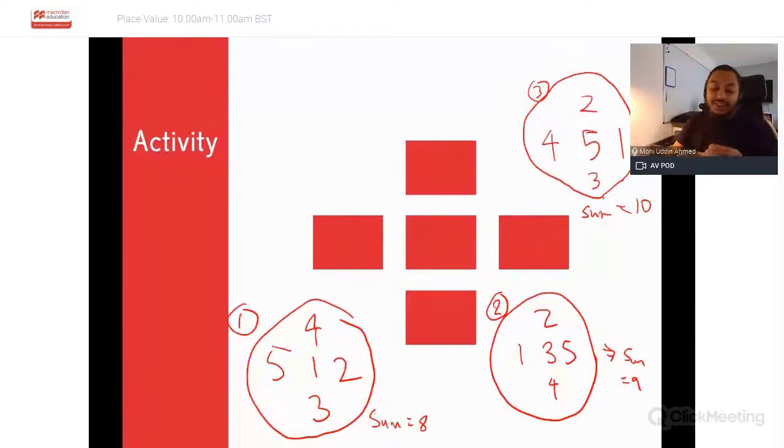But here we go. So we've got 3 different solutions, which is great. And the sums of those solutions are also different: 8, 9, and 10. Brilliant. But when we look into this, can you see that there's a few things here.